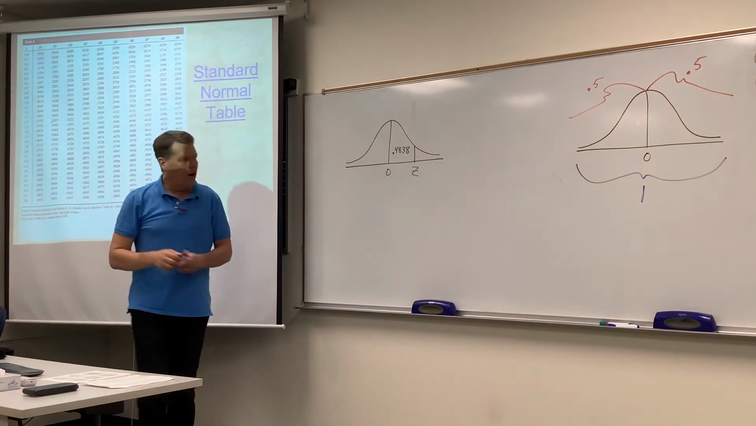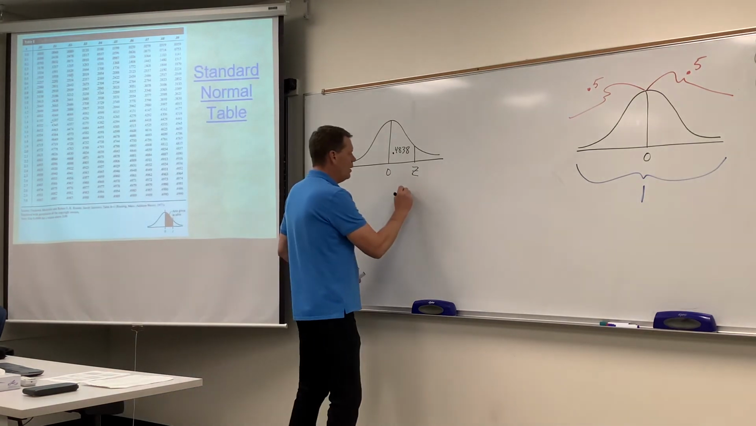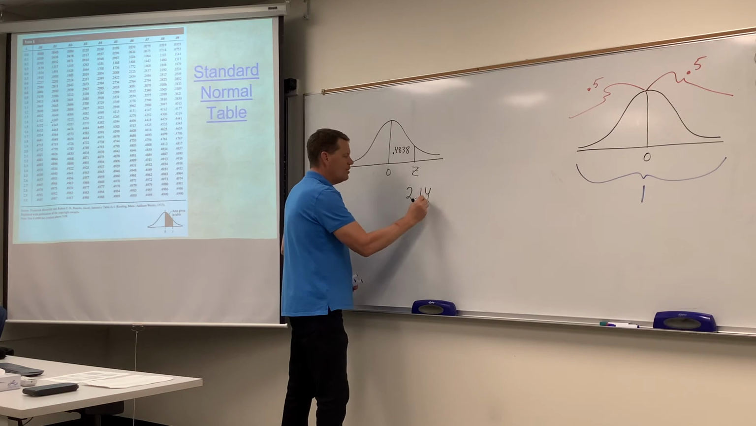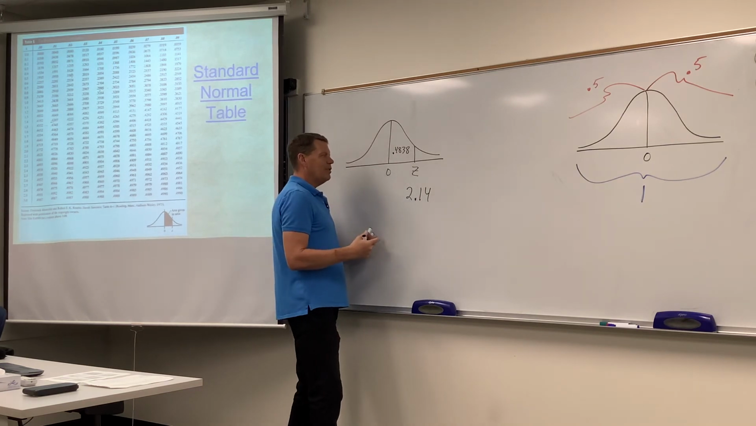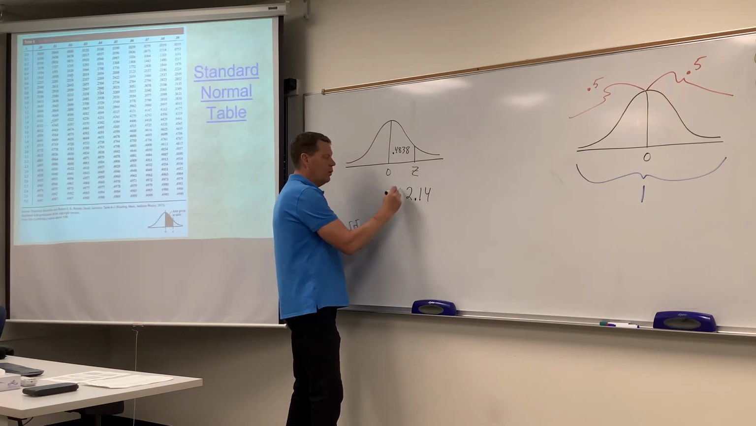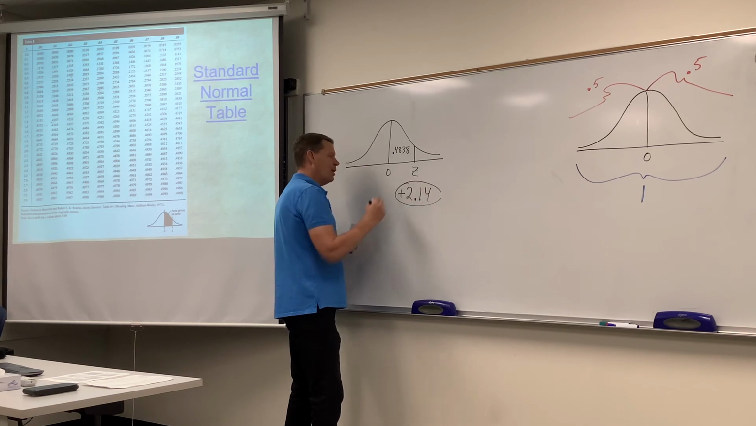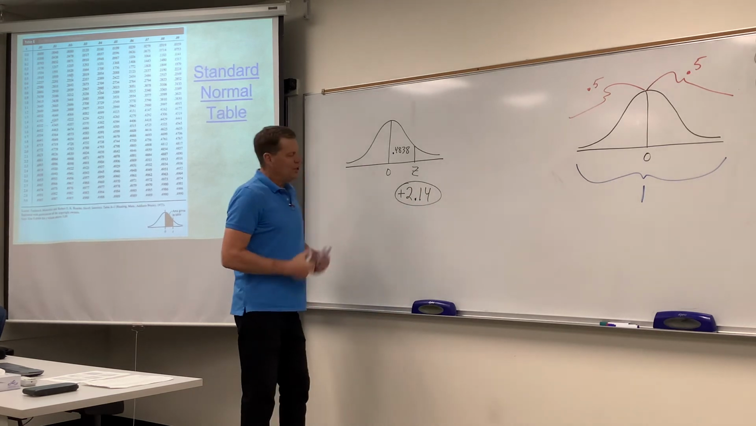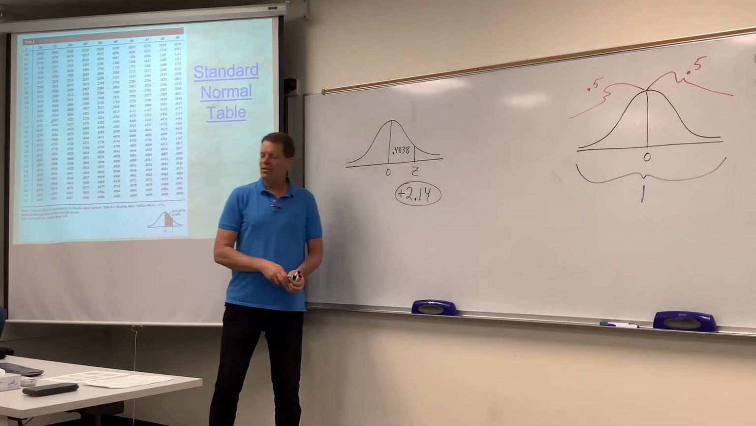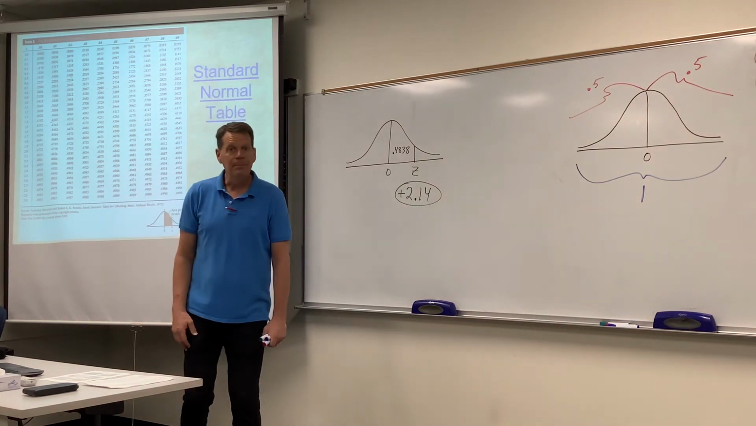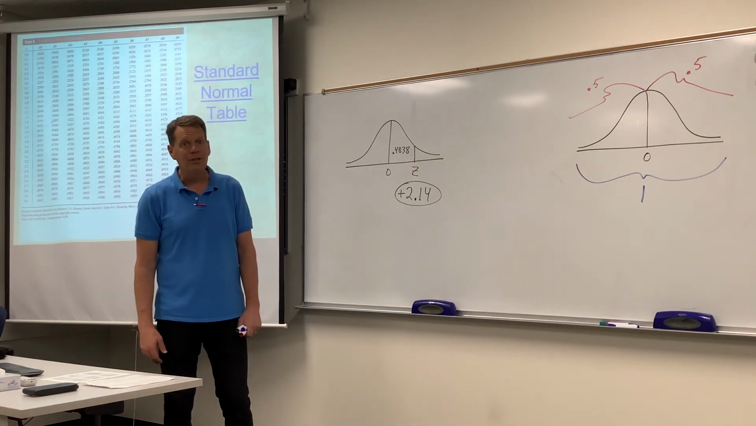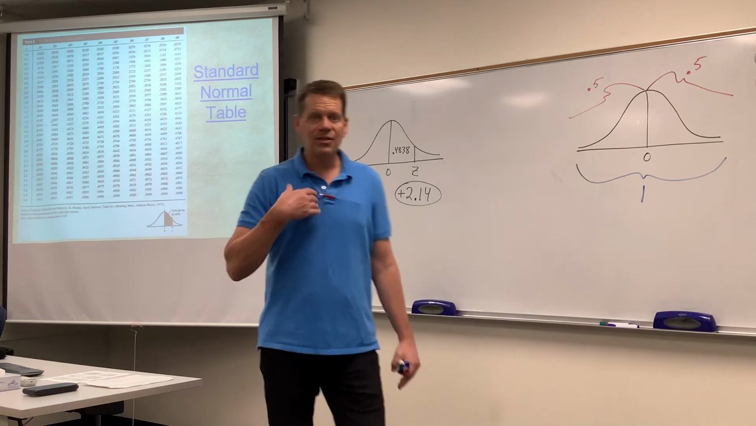So 2.14 would be that z-score, and since it was described as being above the mean, it would be positive. I'm going to put the plus sign there for emphasis. You don't have to, but I think it makes sense that we do that. And that's it. That's the answer to that particular question. So again, one of the few times I can say that I'm normal.